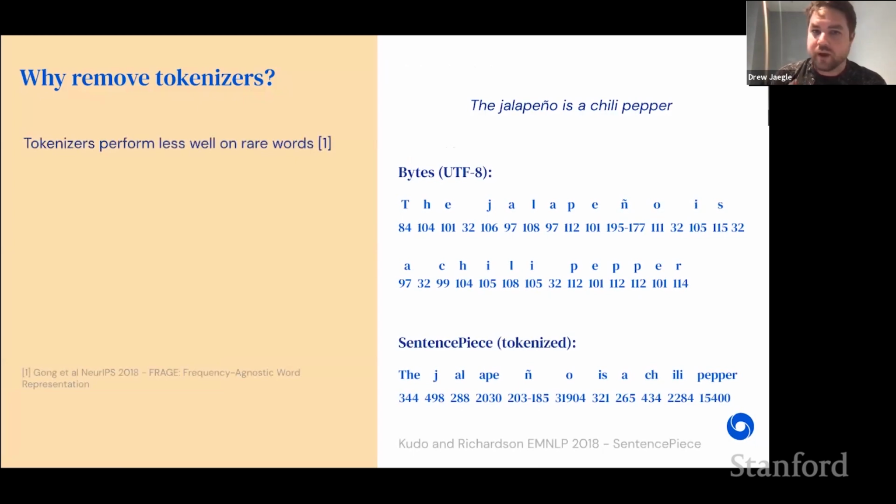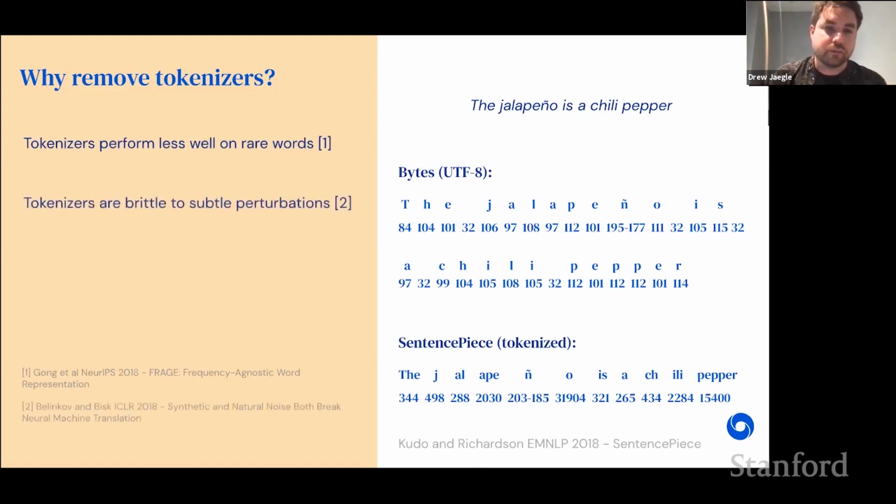If you compare the byte-based decomposition, the UTF-8 encoding of an input sequence like this, you can see that there's a uniform allocation of points in memory to each of the input characters. The exception are diacritics, which end up splitting it into two. But if you look at the SentencePiece tokenization, it's learned that pepper is one token, but jalapeño gets split into 5 in this case. So this says the amount of capacity that you allocate depends on how rare the word is, which can lead to suboptimal encodings.